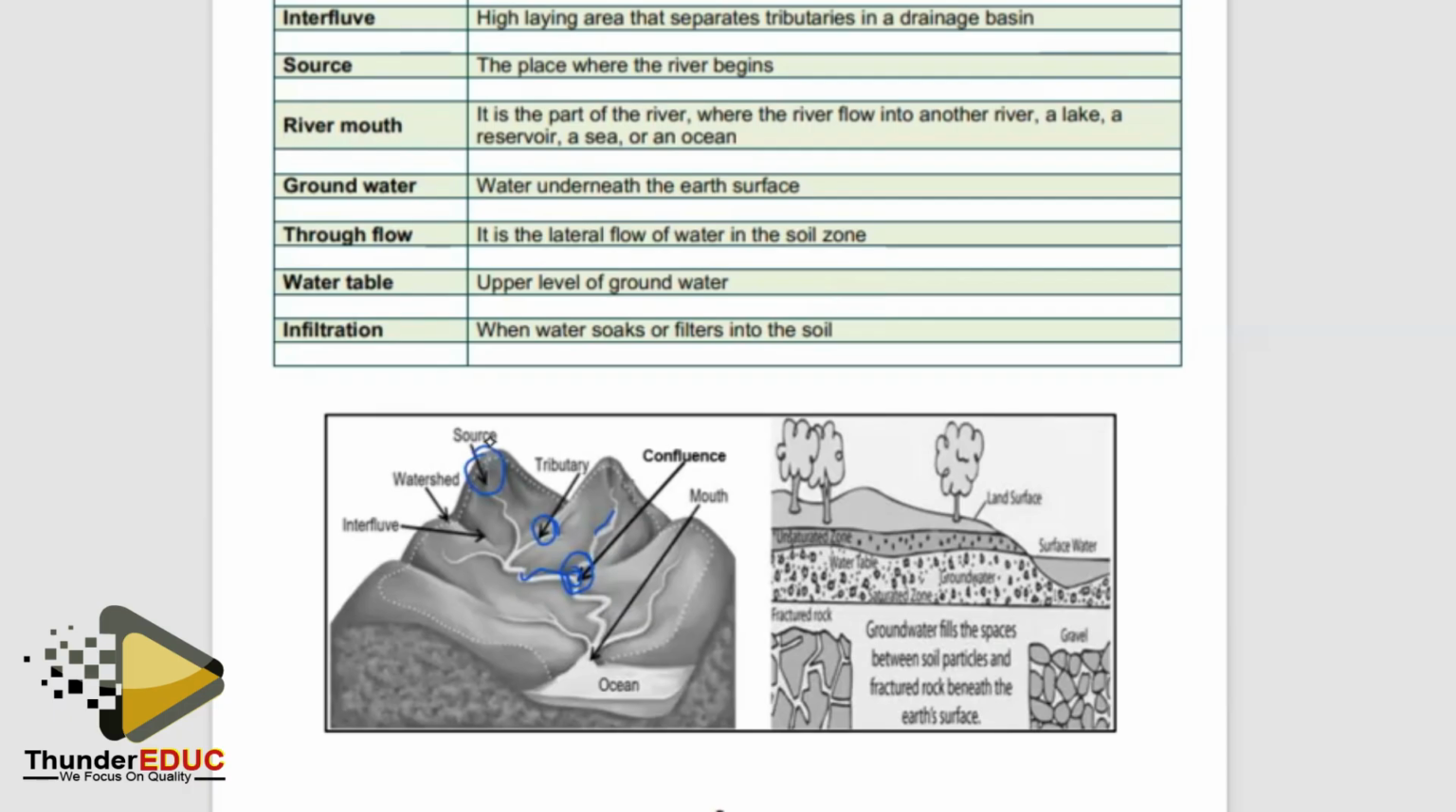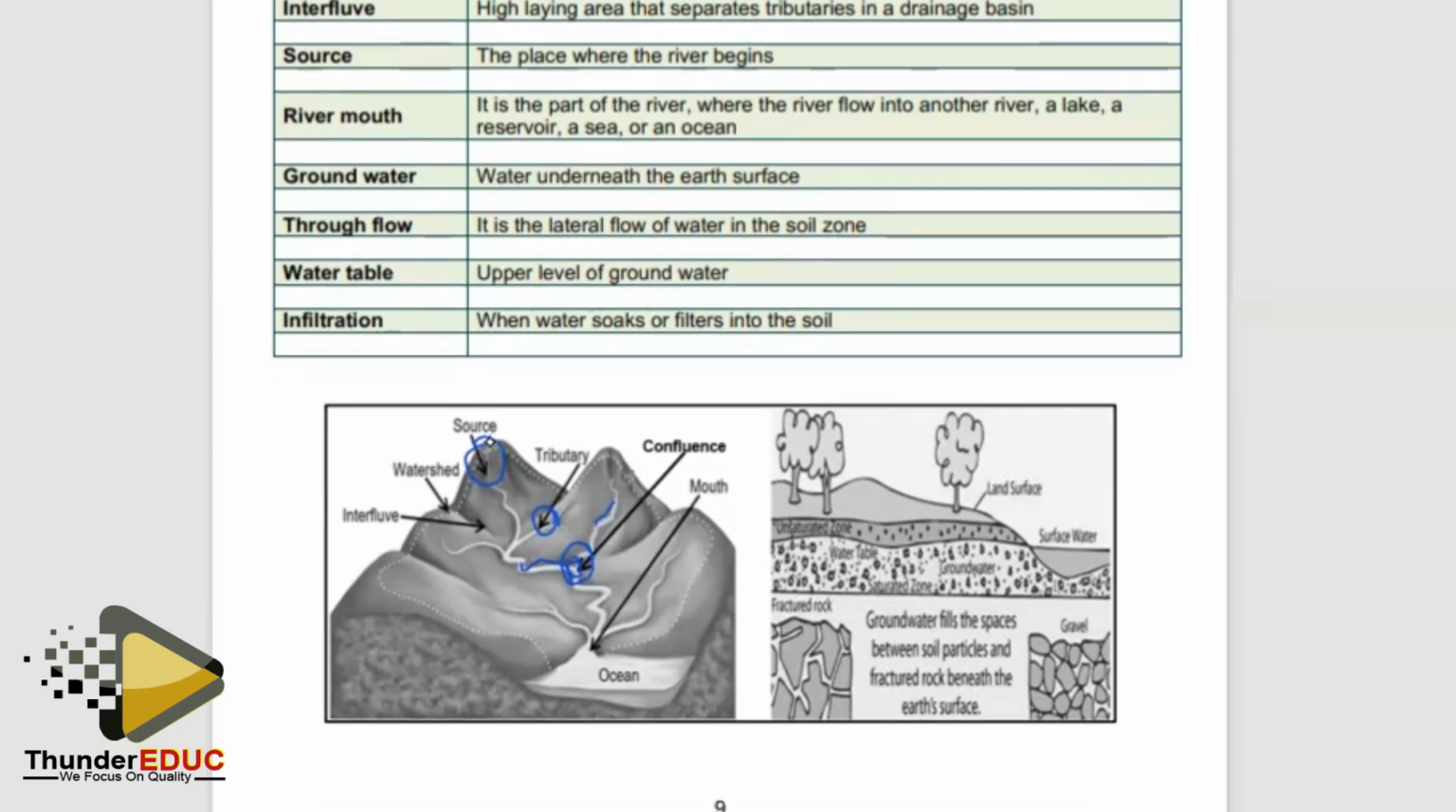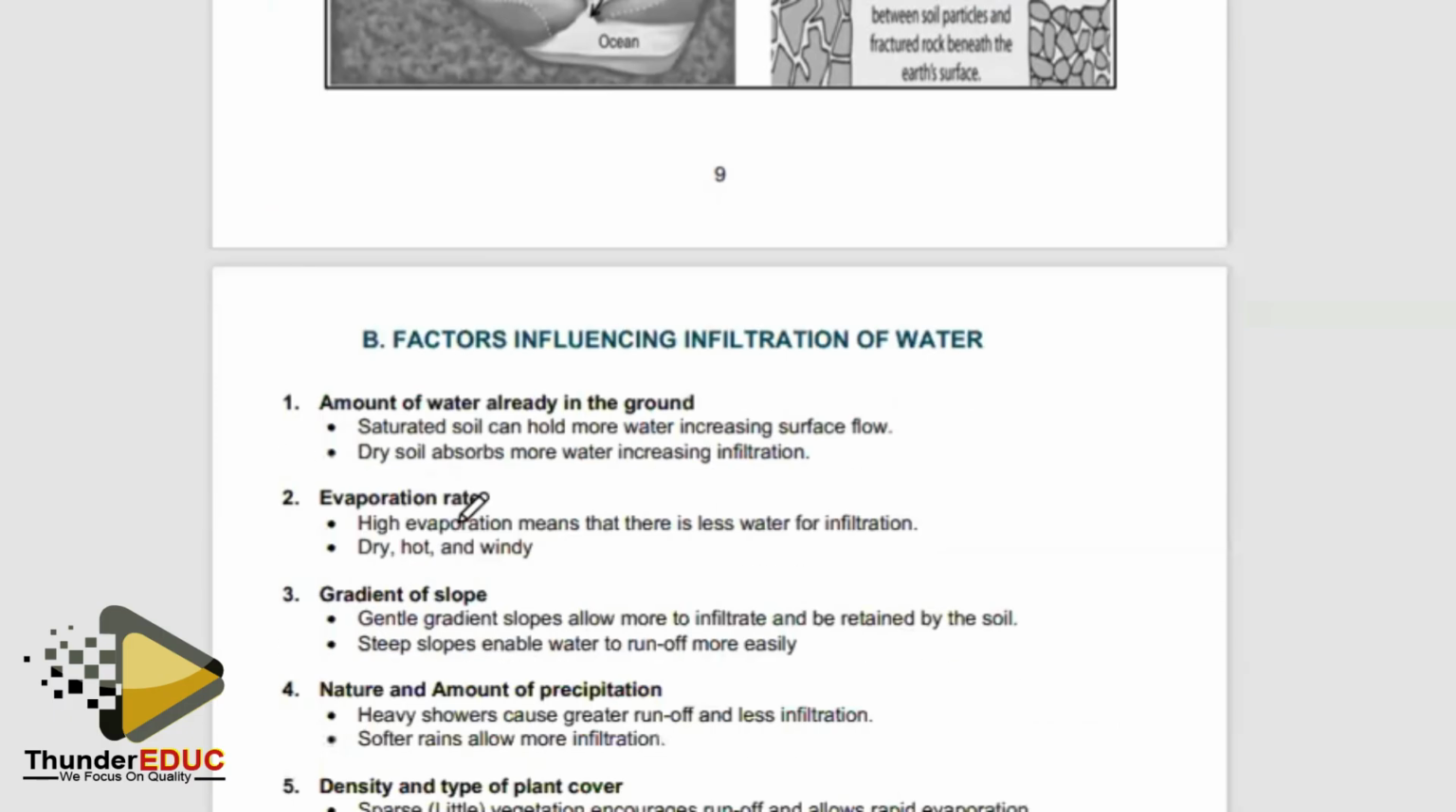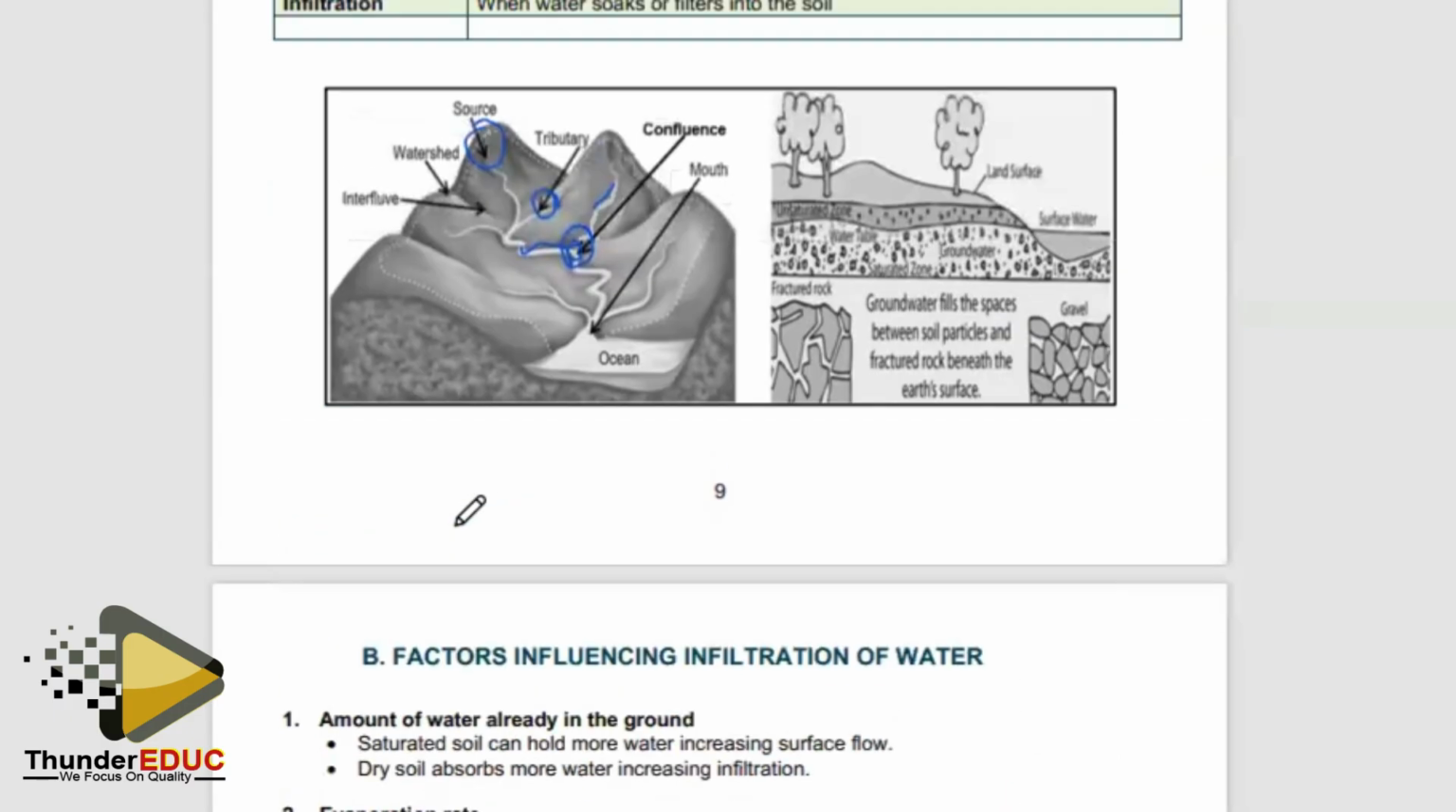Again, we need to look at the interfluve, as we can see there, and the watershed. I want to illustrate and make clear the difference between those two concepts, because usually they are not well understood by most learners, and sometimes they fail to distinguish between the two, or end up assuming that they are the same. Basically, a watershed is not the same as an interfluve.